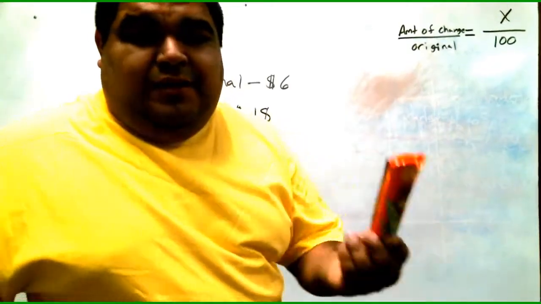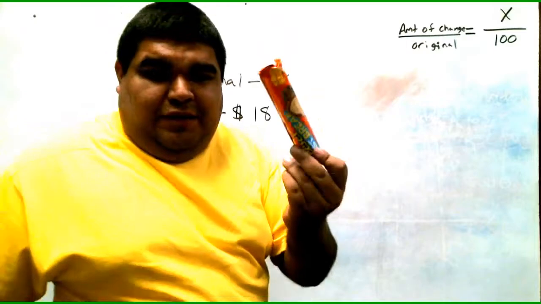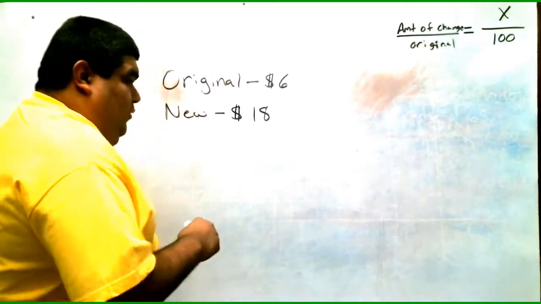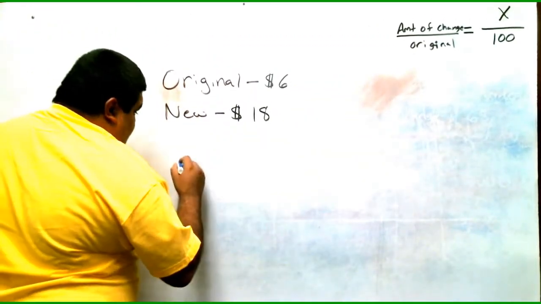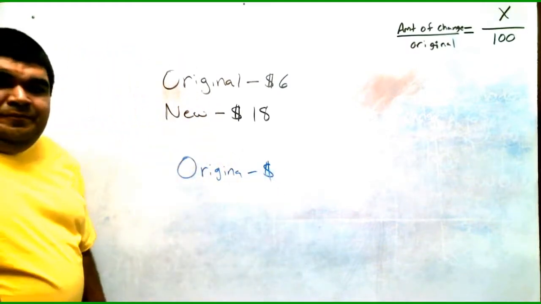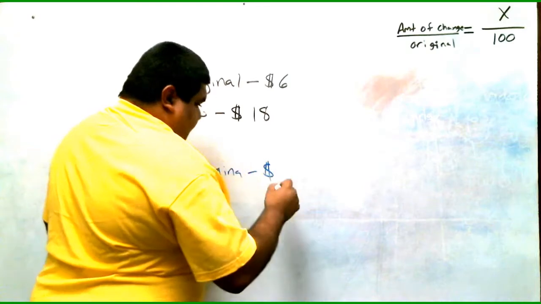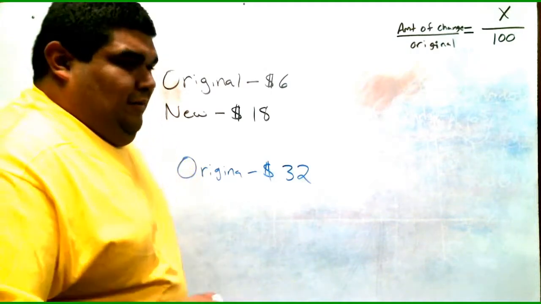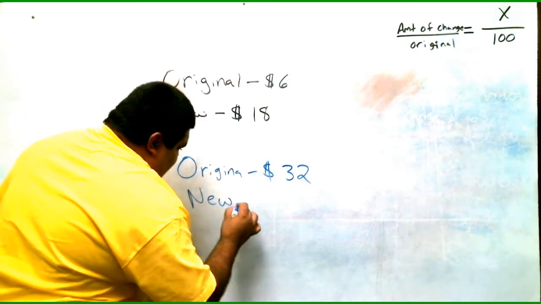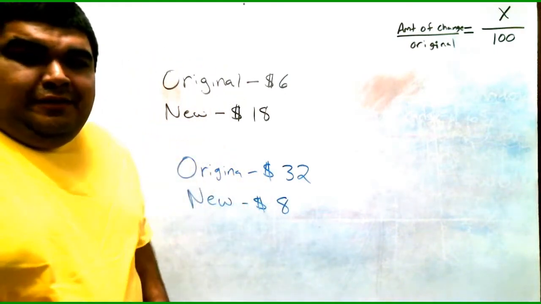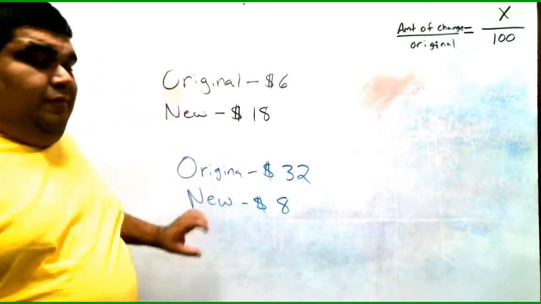For your second assignment, we have this other piece of candy, Reese's, if you're a peanut butter lover. Okay, so we're gonna buy that Reese's candy. The original price for the Reese's is $32. Okay, like I said, we're running out of chocolate here. Okay, so the new price for it is $8. Okay, so those are your two problems for your assignment.